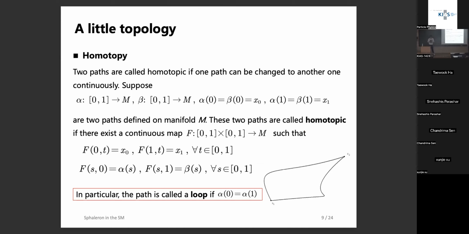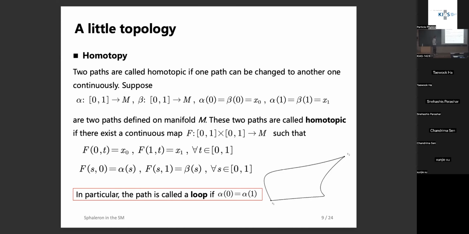Although I will not talk too much about mathematics, there is some very basic introduction about the topology, which is a concept of homotopy and homotopy groups that will be useful in calculating the Sphaleron. Intuitively, two paths are homotopic to each other, which means you can transform one path continuously to make it identified with another one, and this is the more precise mathematical definition.